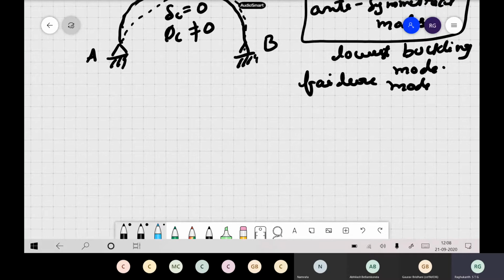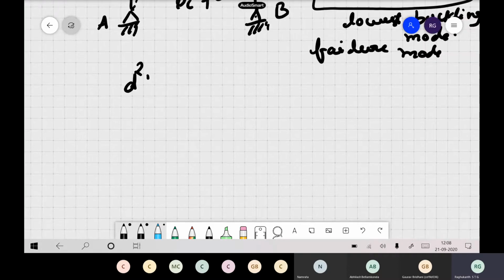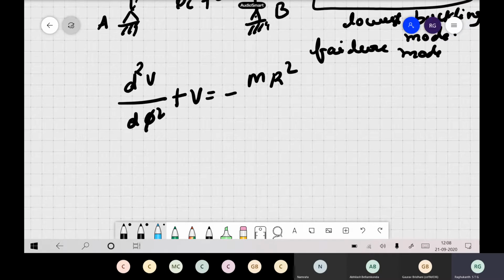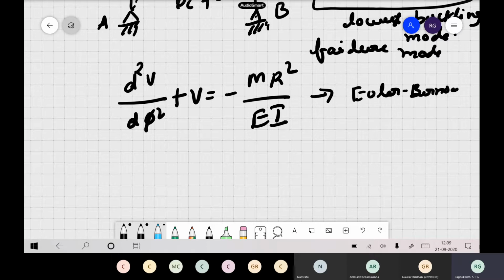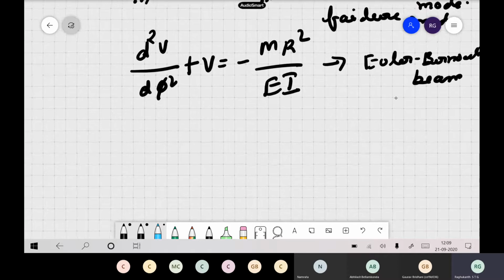Okay, sir. So now let us try to calculate. So this is our Bosnick's equation, dou phi square or dou theta, and this is minus M r square by EI. Now I think last class I already told you that when r becomes infinity, which means your curve becomes like a straight line, this collapses to your beam equation, Euler-Bernoulli. So this automatically comes into picture when r becomes infinity. So this also we are seeing.